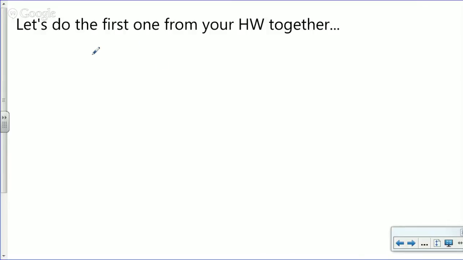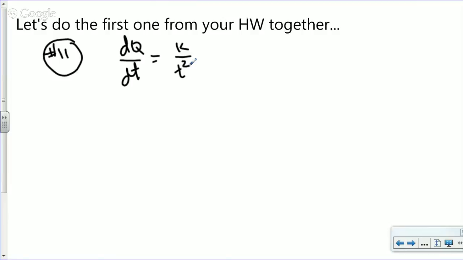We have dq dt is equal to k over t squared, correct? All right, so when we're solving this differential equation, this is going to be similar to what you did yesterday, you just don't have an initial condition, so you won't need to find your c, you'll just have a plus c in your answer.